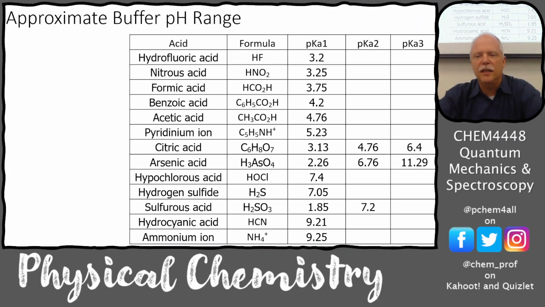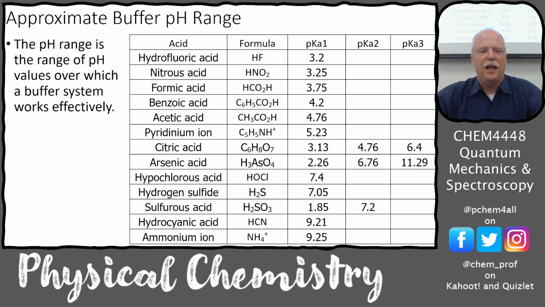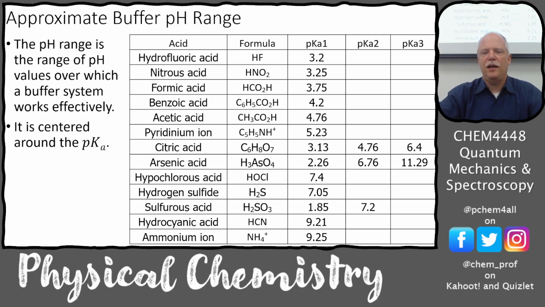So let's look at this, and this is the bulk of today's activity. This is a table of several pKa values for the different acids. The pH range is the range of pH values over which that buffer system works effectively, centered around the pKa. So whatever you find here, these pKa values are the pHs of the buffers that you can make with all of these. So we're looking here at benzoic acid at 4.2.